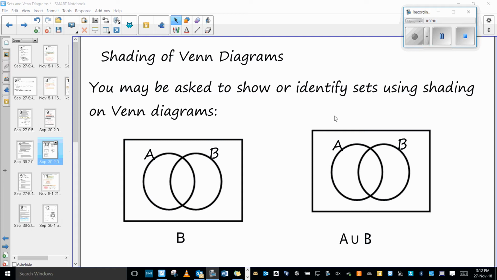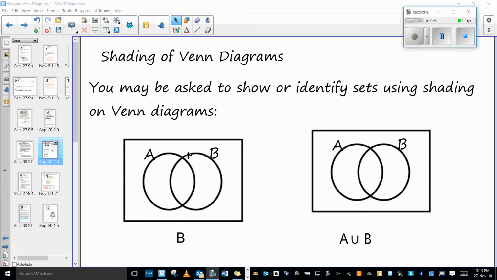So in some questions, you may be asked to show or identify sets using shading on Venn diagrams. Note you could potentially have to go both directions. They may have some shading on there and ask you what the set is, or they want you to shade what they've asked you to.